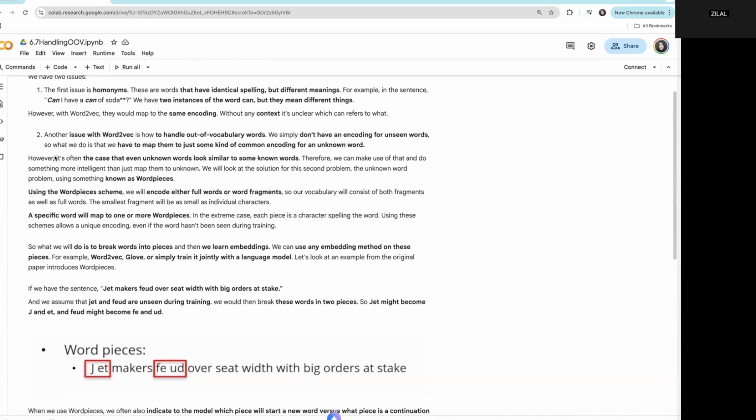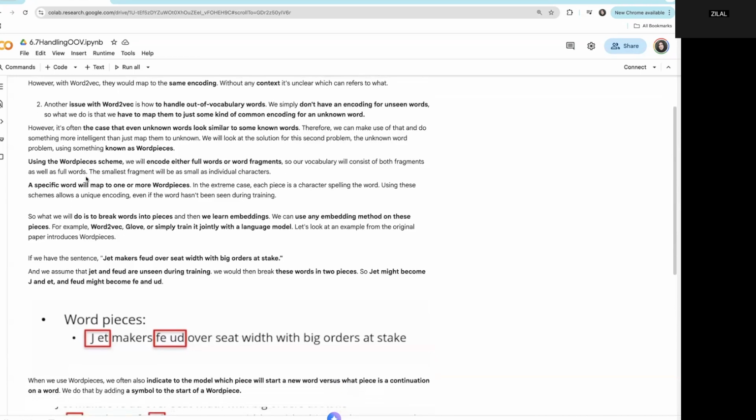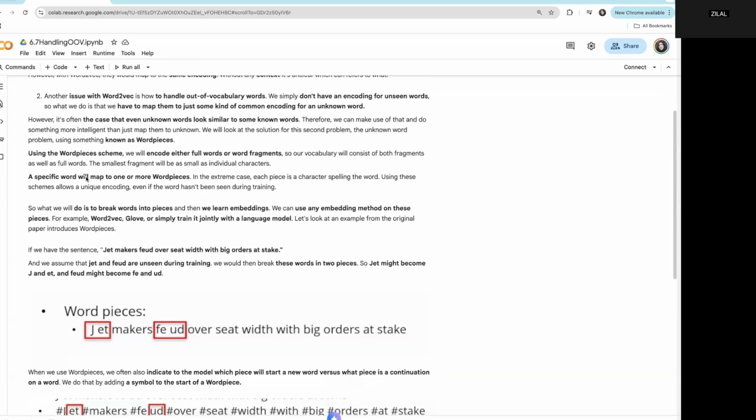However, with Word2Vec, they would map to the same encoding. Without any context, it's unclear which can refers to what. Another issue with Word2Vec is how to handle out-of-vocabulary words. We simply don't have an encoding for unseen words.